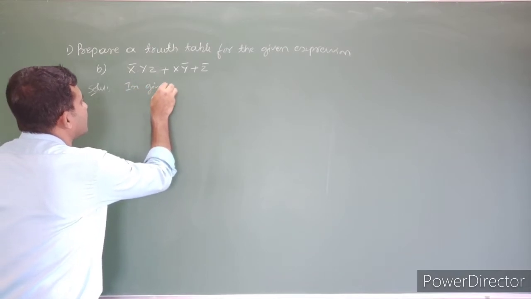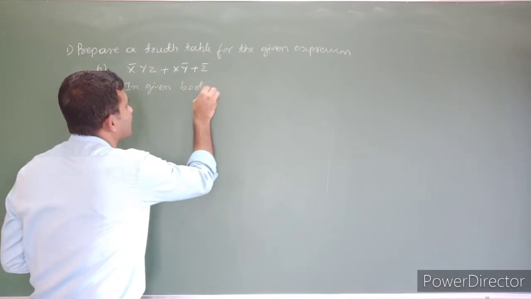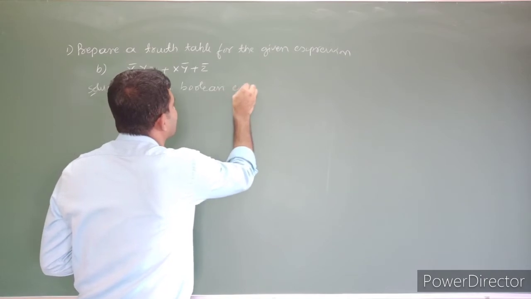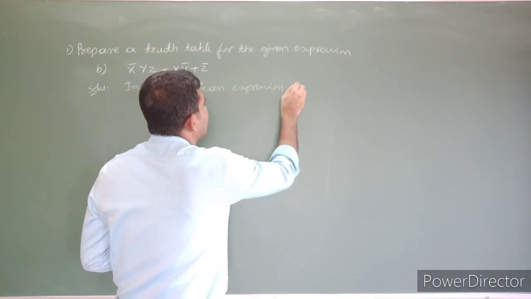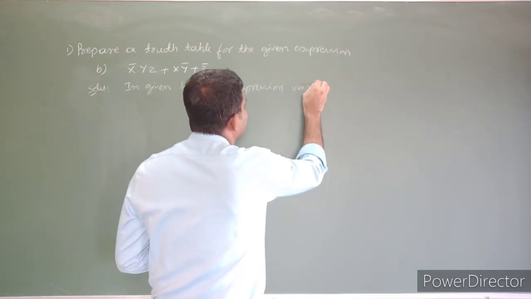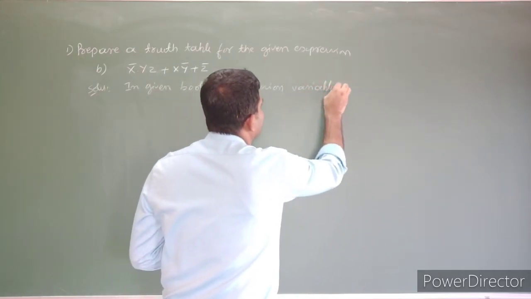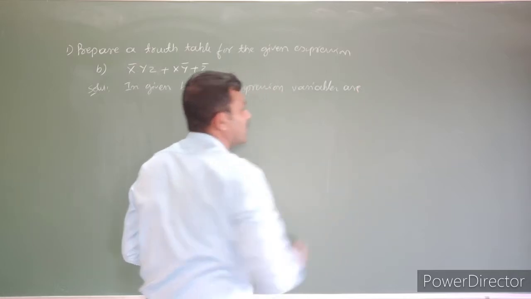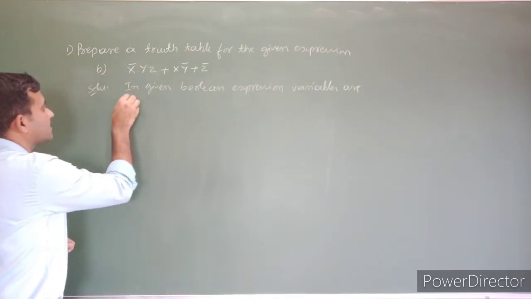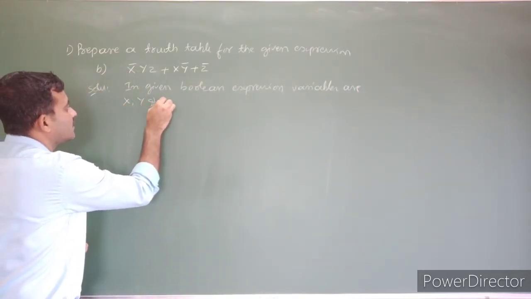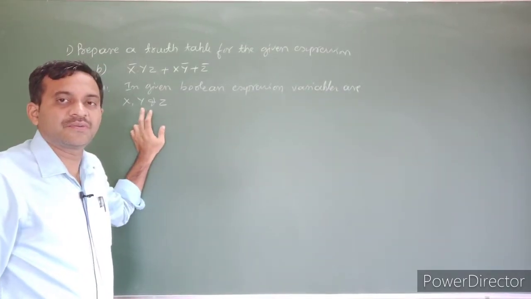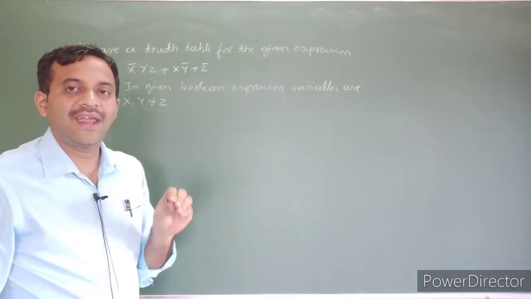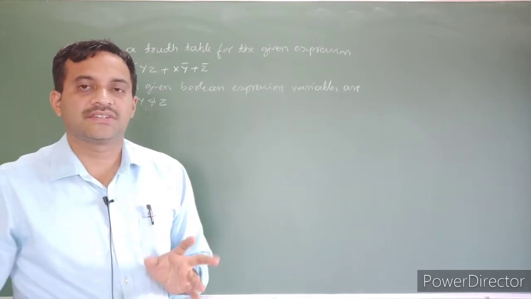In given Boolean expression, variables are x, y and z. Here there are 3 variables x, y, z, hence there are 8 possible combinations.